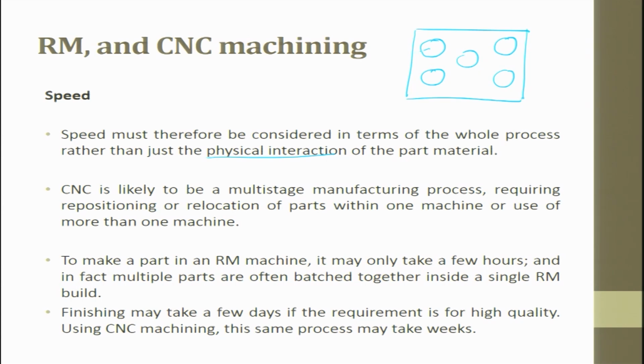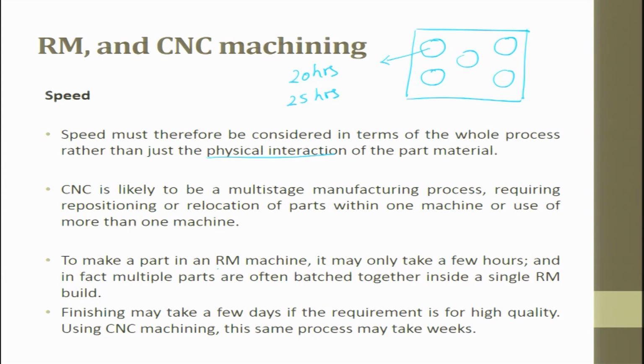For example, for building one part it takes 20 hours. Now if I want to make 5, it might take 25 hours, or 30 hours. So, in 30 hours I am able to make 5. That is what is meant by repositioning on the machine, and parts with one machine or use of more than one machine.